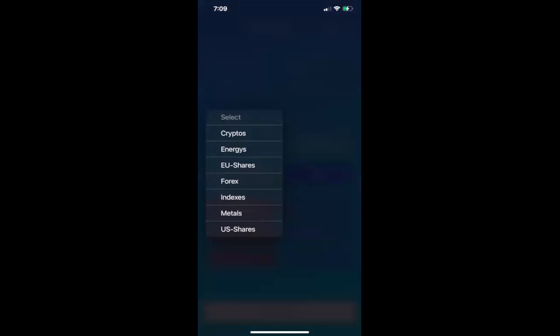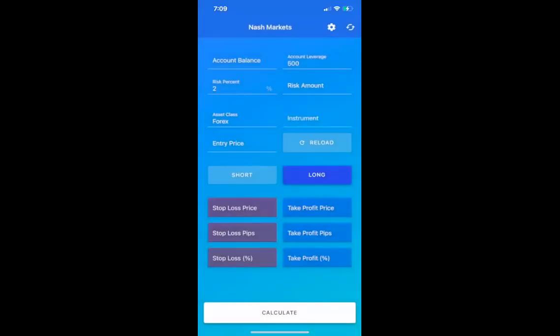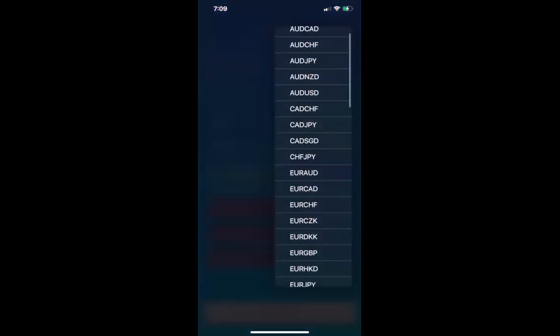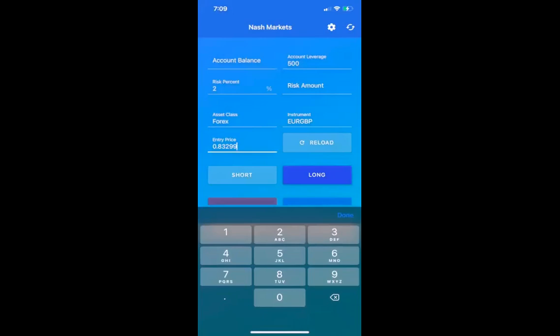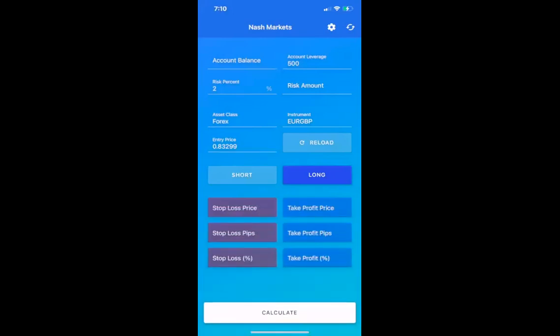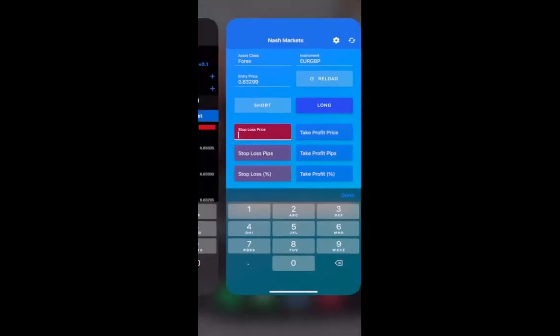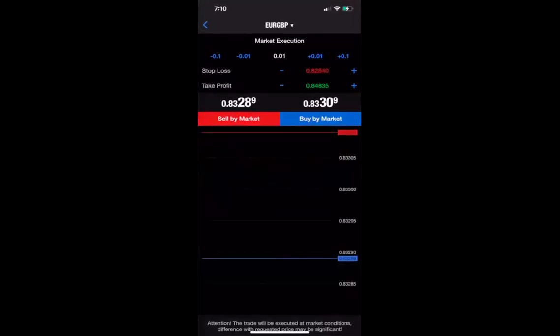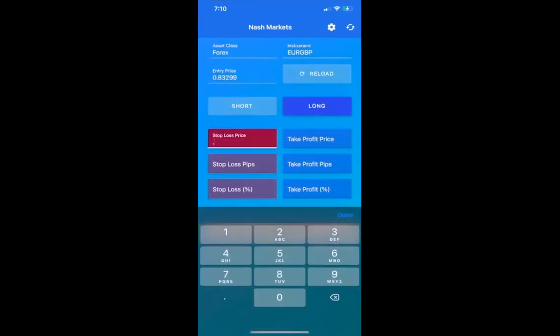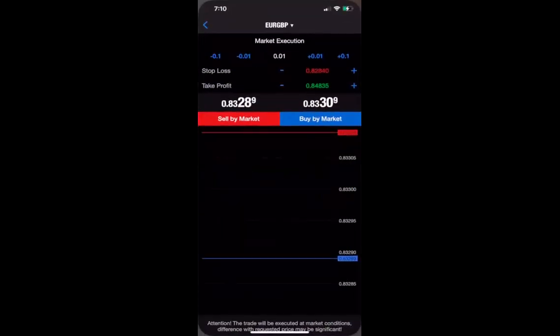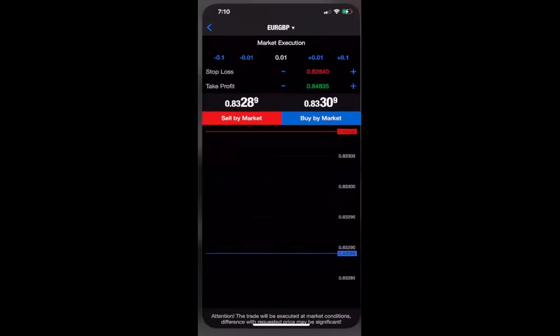Asset class is Forex, and the instrument is going to be the euro versus the pound, Euro GBP. It's telling me the current market price, because if I were executing, I'd be executing at the current market price. And what is my stop? We said the stop was 0.82840. So we're going to put that here, and we're going to put a take profit of 0.84835.